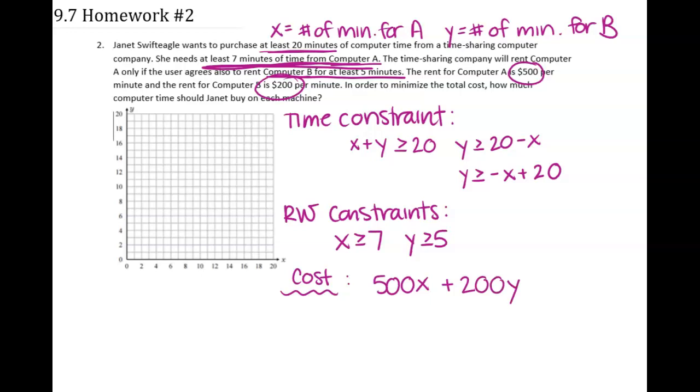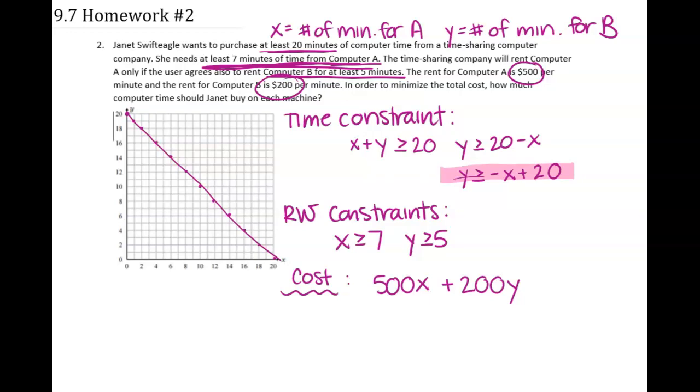So first, let's graph this time constraint. Y is greater than or equal to negative x plus 20. Y-intercept of 20, slope of negative 1. Go all the way down. You can make as many dots as you want, or you can use a ruler. I can't use one easily on here, so I'm just going to make a bunch of points myself. And then we'll try that again. That's a terrible line. Let's try again to make a graph. There's our line.